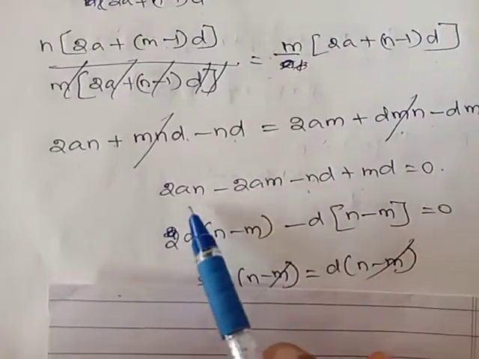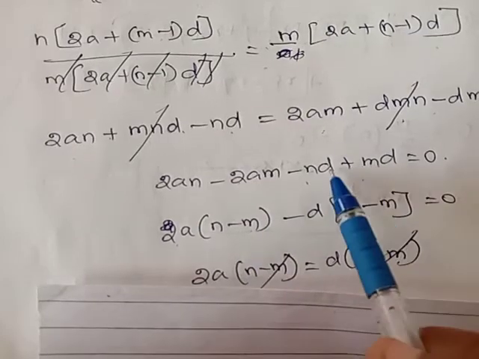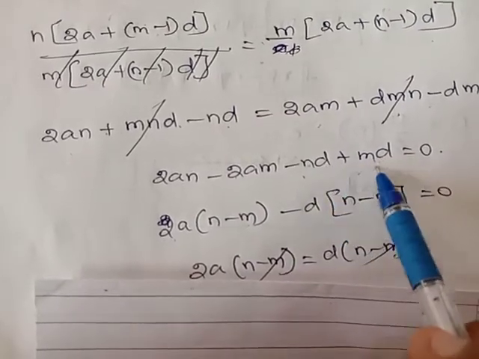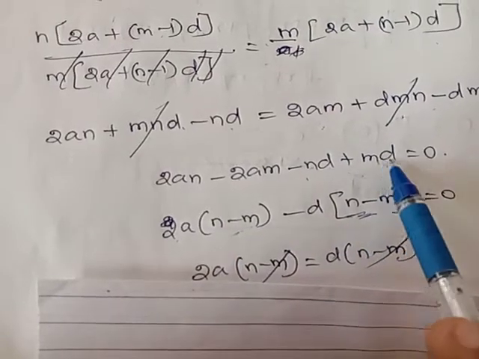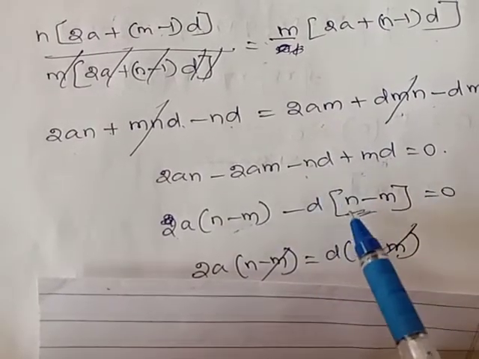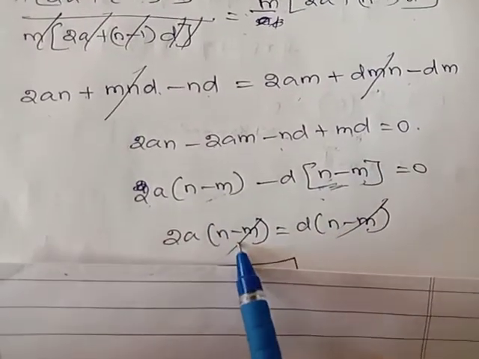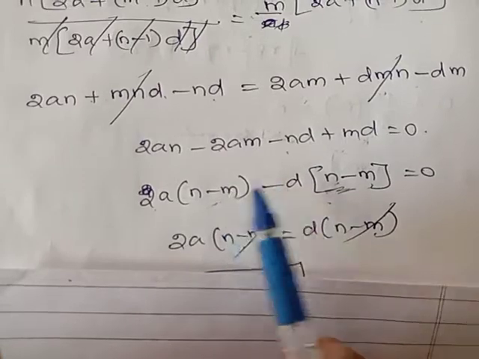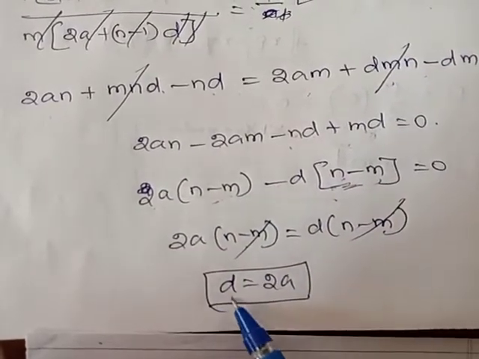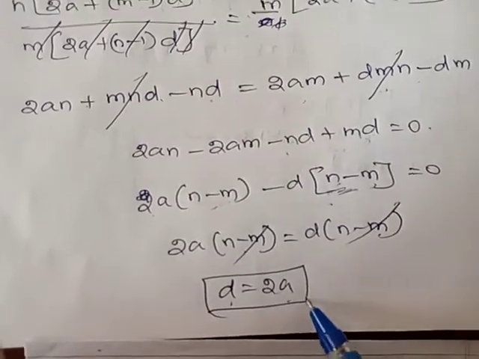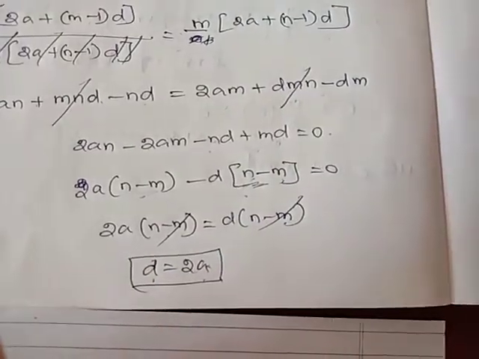Now from this expression we can take 2a as common, so we get n minus m. Similarly here also we can take minus d as common, so that we get the same expression n minus m here. From this expression we can take n minus m as common and then it can be transferred to the opposite side. Finally we get the value of d is equal to 2a. Now we have the value of d, that is 2a.